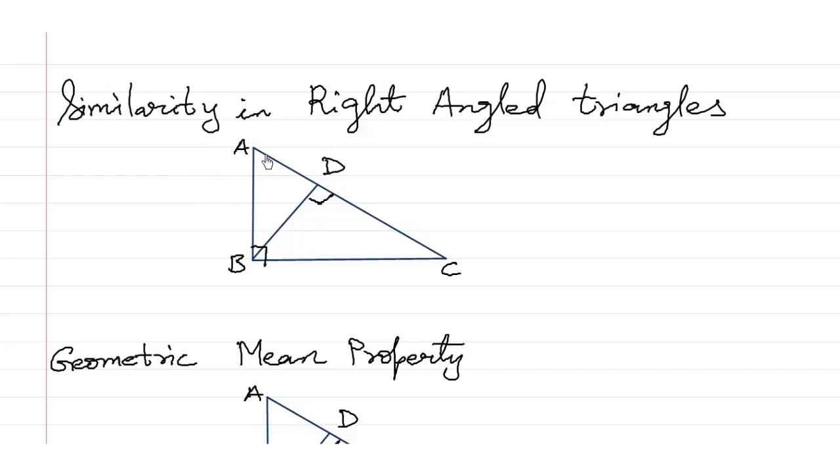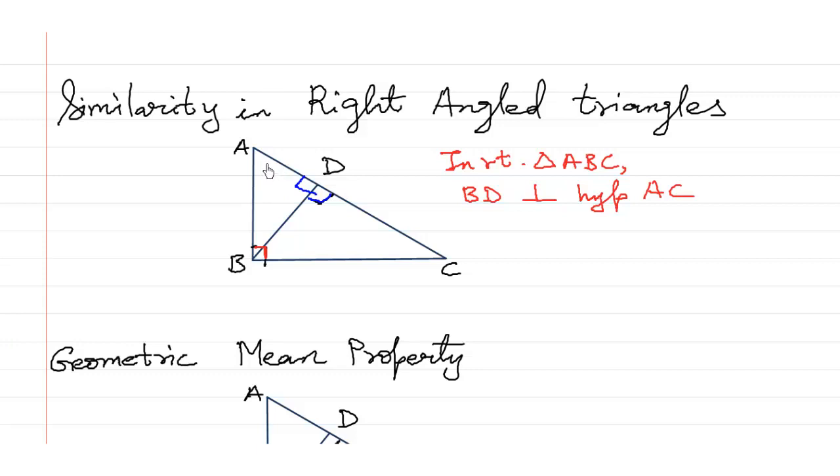Now, suppose there is a right angle triangle ABC, where this angle B is a right angle. And suppose we draw an altitude BD on hypotenuse AC. So, in right triangle ABC, if we draw BD perpendicular to hypotenuse AC, then we have three right angle triangles. For example, the first one, ABC, where angle B is a right angle. Second, ADB, where D is a right angle. And third, BDC, where D is a right angle. So we have three right angle triangles.